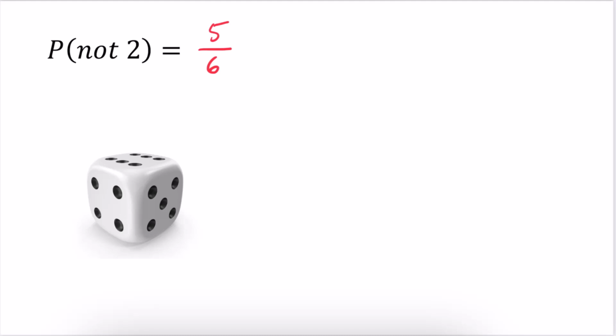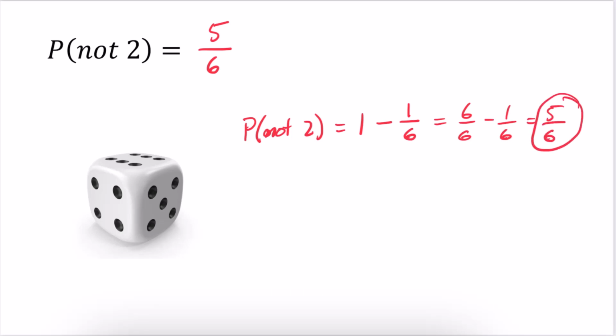But another way you can also think about it is you can say, well, the probability of rolling something that's not a 2 is going to equal 100%, or the number 1, minus the probability of rolling a 2. And the probability of rolling a 2 is 1 out of 6. And if you do 1 minus 1/6, you have to get common denominators, so that'd be 6 over 6 minus 1 over 6. But you can see that you end up with the same answer of 5/6 when you solve it this way.